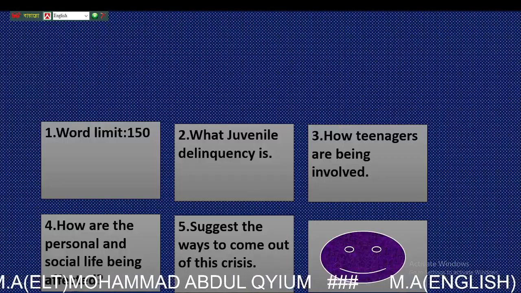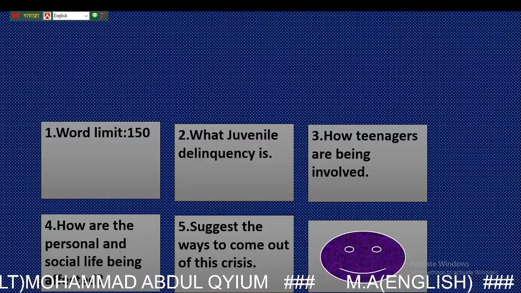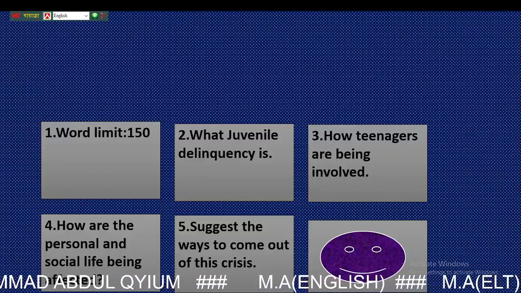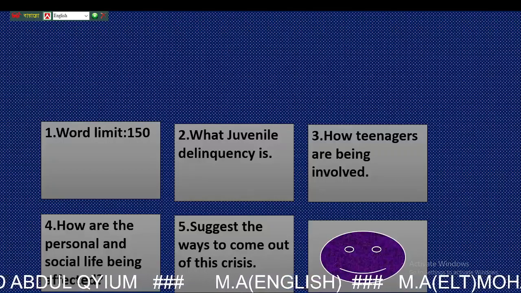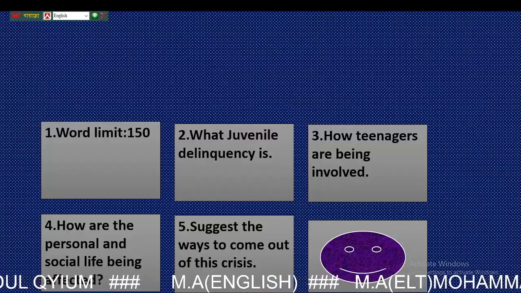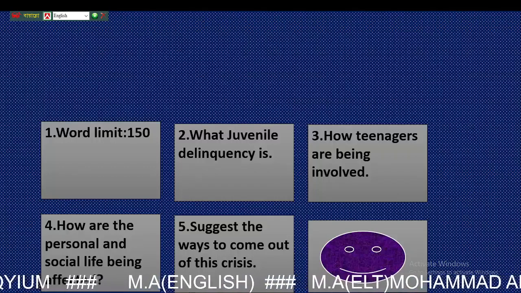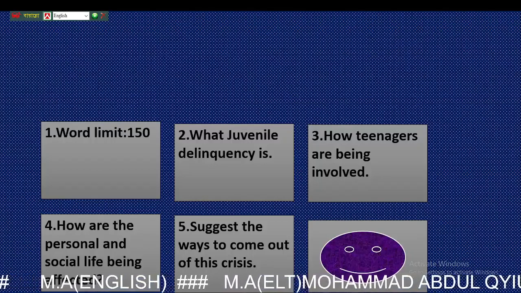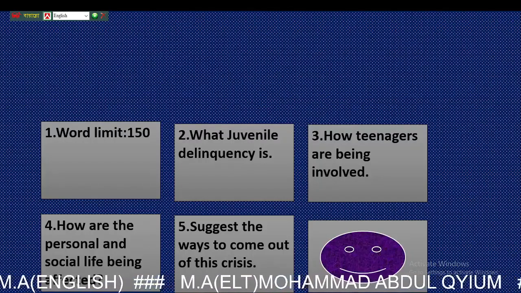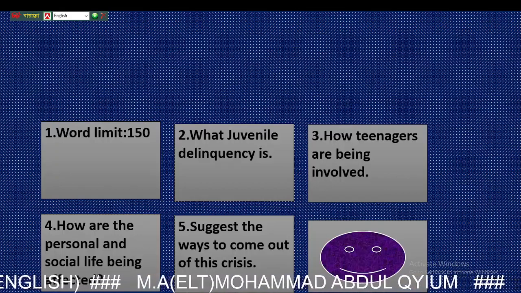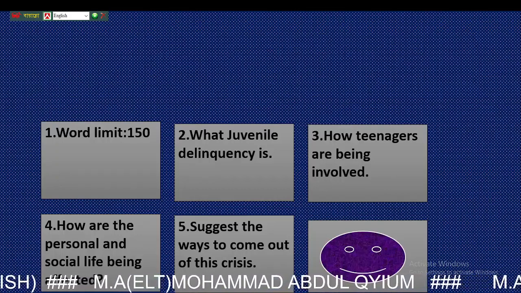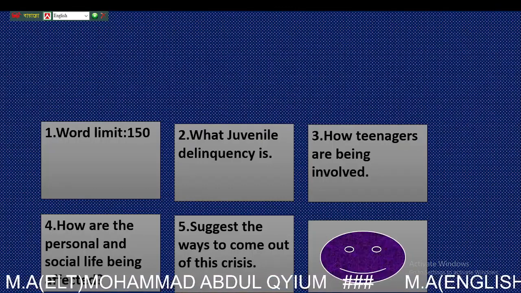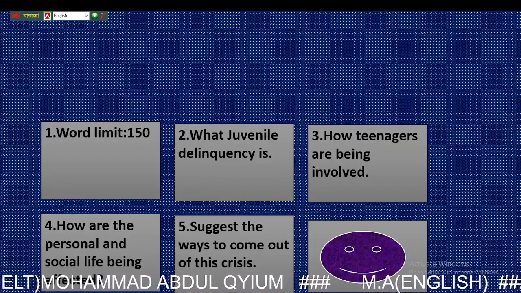However, the major contributors are poor parenting, weak familial bondage, poor schooling, lack of discipline in educational institutions, peer pressure, among others. You could develop your ideas likewise. You could give your details likewise.